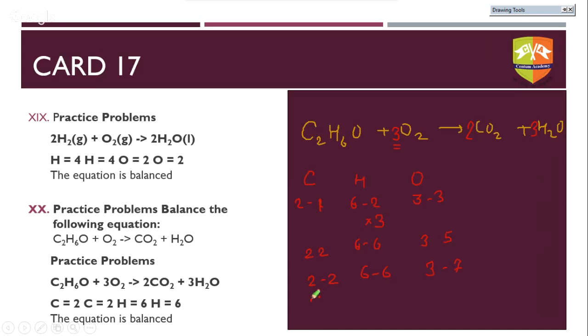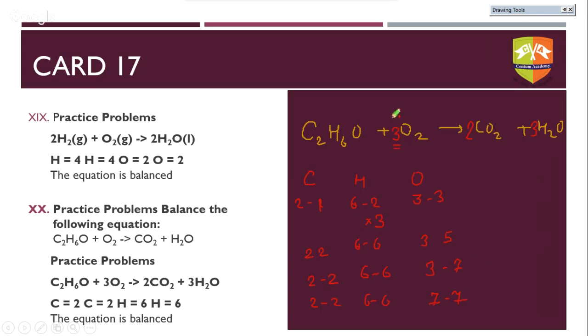Do we have 2 carbons? Yes, we do have 2 carbons. Do we have 6 hydrogens on both the sides? Yes, this is 6 and this is also 6. So we have 6 hydrogens. Now let's look at the oxygen molecule. We have 6 plus 1, 7. This is 4 plus 3, 7. So we do have 7 oxygen molecules.